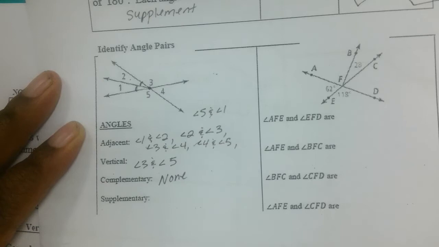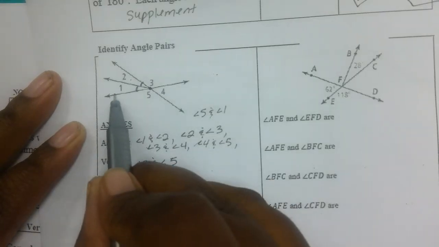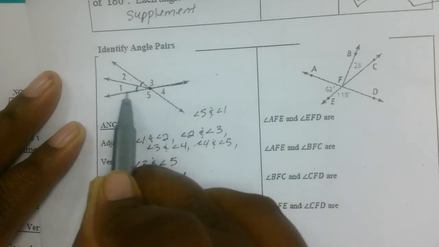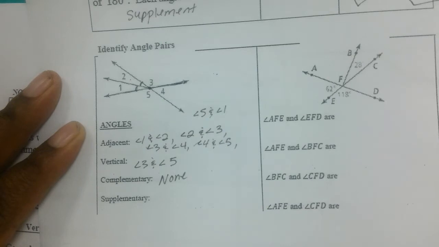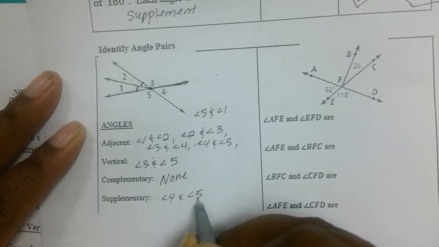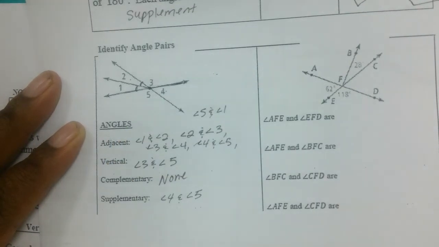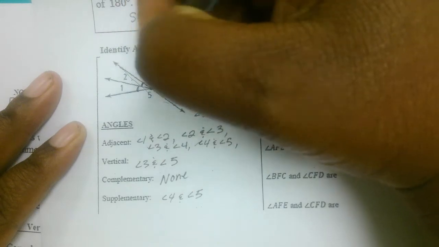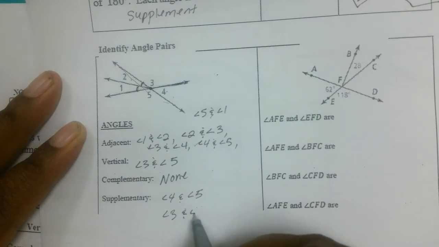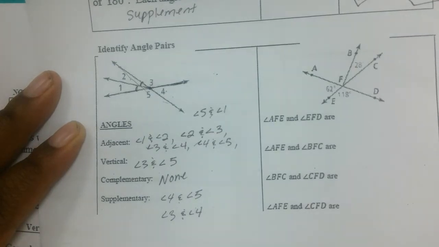But again, supplementary, we know that a straight line, a straight angle is 180 degrees. So if I have two angles that make a line, those are going to be supplementary. So angle 4 and angle 5 are supplementary. When I add those two together, it's going to equal 180. Same thing with 3 and 4. Angle 3 and angle 4, they're creating this straight line. So angle 3 and angle 4 are supplementary. Again, it's two angles that come together and add up to be 180.